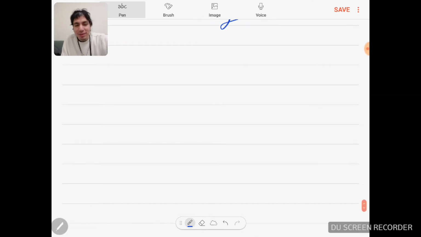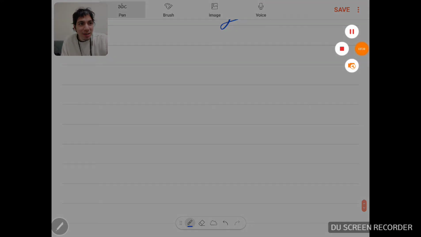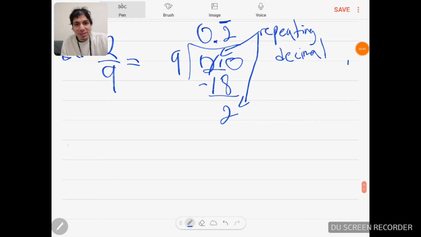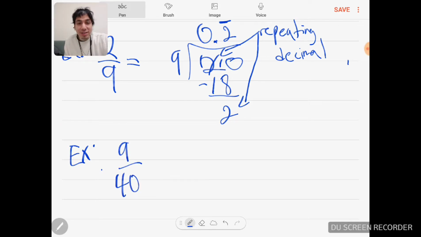One more example, why not? I'm feeling good today. I'm feeling generous. Let's do one more example. Let's try this one. 9 over 40. Now this is a little bit harder.